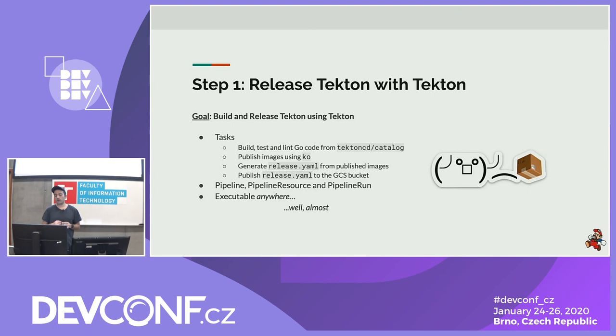And we generate a release.yaml. So what's release.yaml? Release.yaml is the big template YAML file that the end user usually uses with kubectl create to start it. And we publish the release on a Google Container Storage bucket. That's what the task is doing, and all the tasks are available for others.